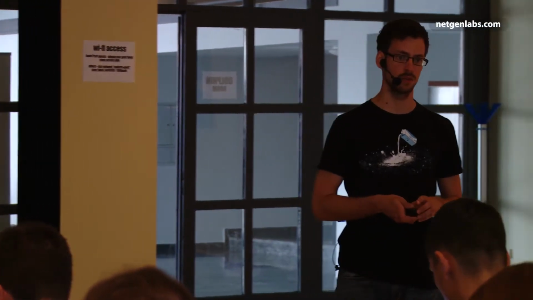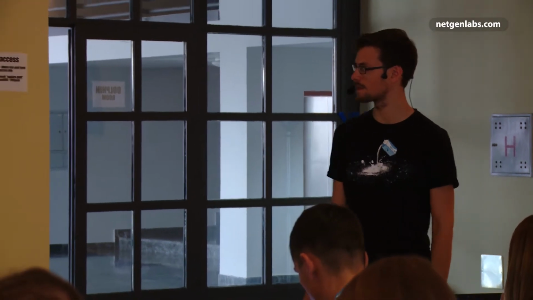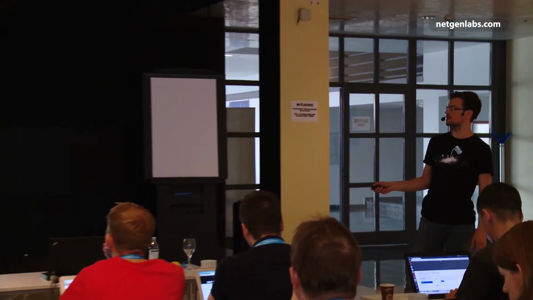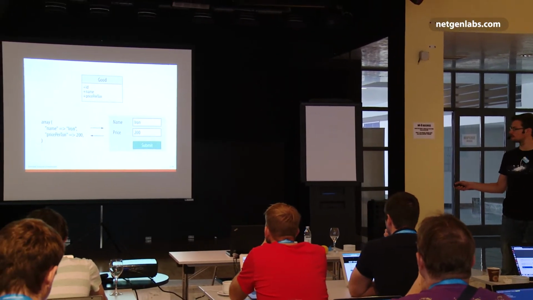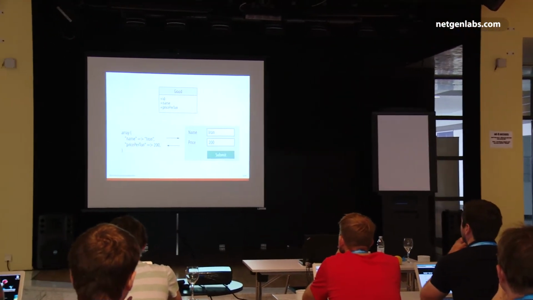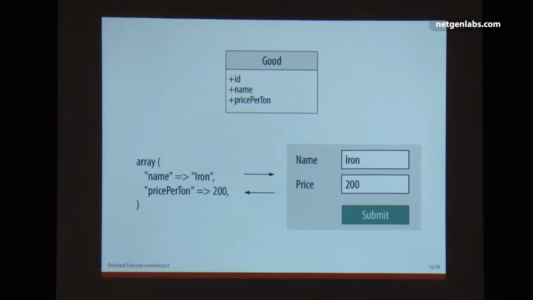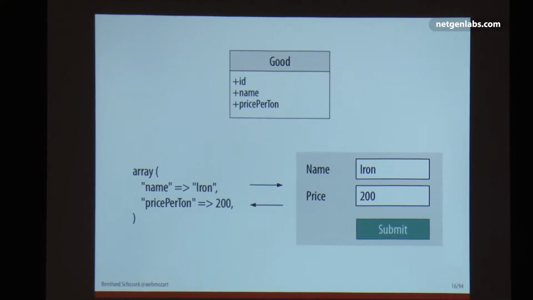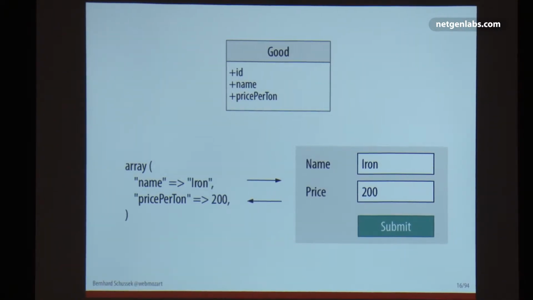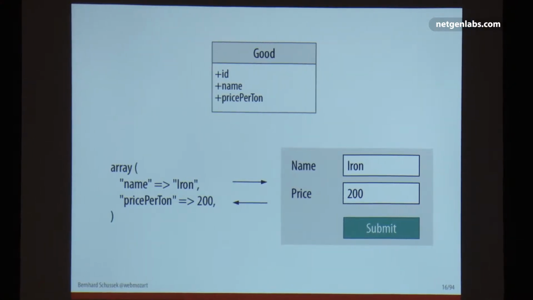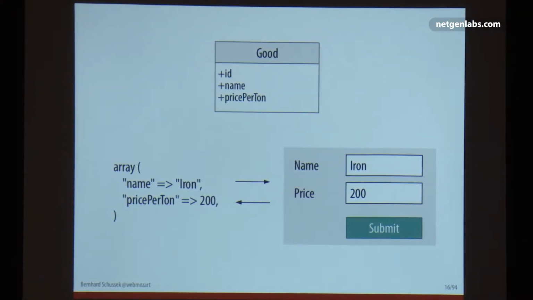So the second topic that we will learn is object-based forms. What we did in the first task, we had this good object, and from the good object we created an array that we filled into the form, and when we submitted the form we received the updated array and used that array to update the good object, right, to call the setters. That's kind of a lot of duplication, especially if you have big objects with a lot of different properties. That's a lot of code just for creating the array and for updating the object again in the end.